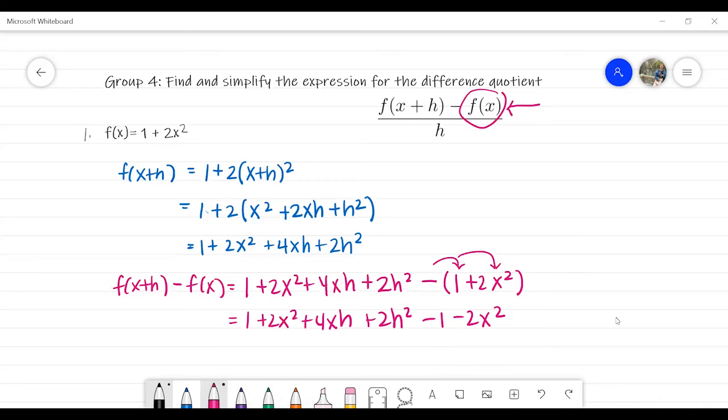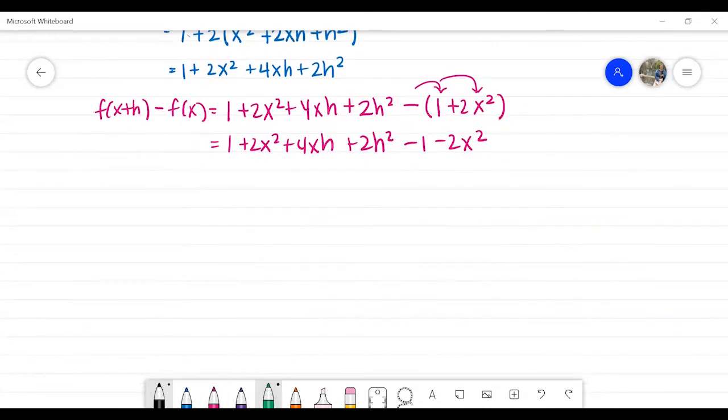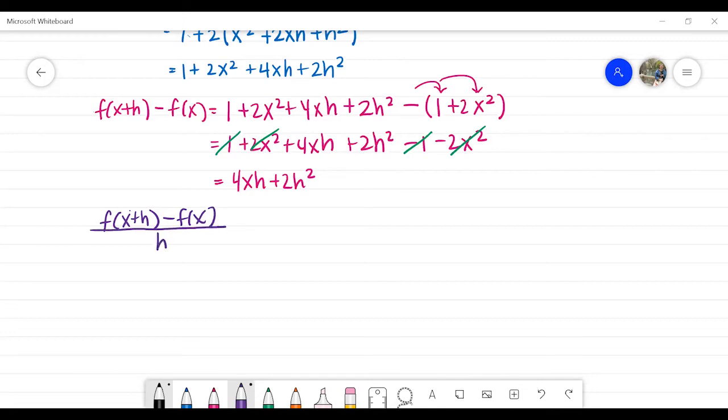Do we see how this cancels here? Right? The 1 cancels with the negative 1, and the 2x squared and negative 2x squared. So this is giving us 4xh plus 2h squared. Okay? Last but not least, we're going to take that amount, and we're going to divide it by h, and clean it up as much as we can. So 4xh plus 2h squared all over h. So you've got 4x plus 2h.